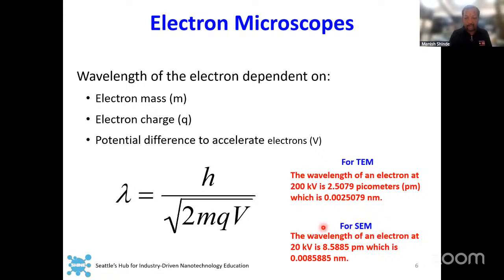For SEM, the typical voltage applied is 20 kV, 10 times smaller than this. Then the wavelength is around 0.008588 nanometer, which is again very small as compared to the light microscope wavelength. That is why you get very good resolution in SEM and TEM. You get even better resolution, one order better, in TEM as compared to the SEM because of this wavelength difference. Typical voltage applied in TEM is around 200 kV and in SEM it is around 20 kV. So that changes the resolution.